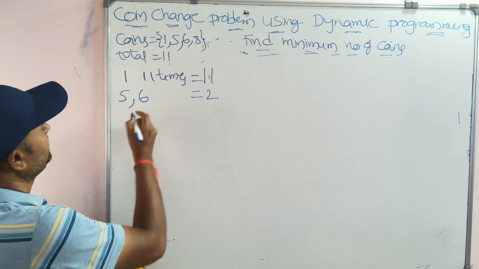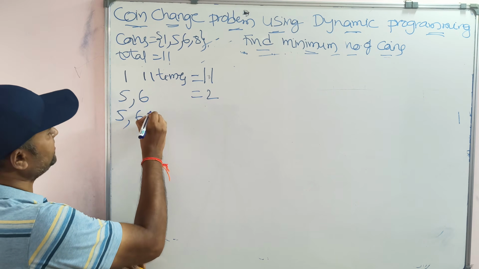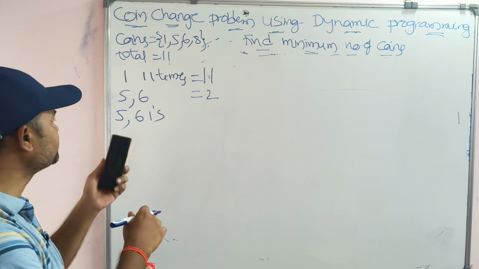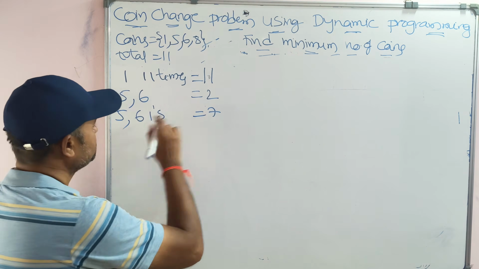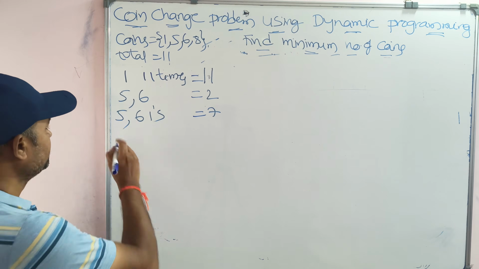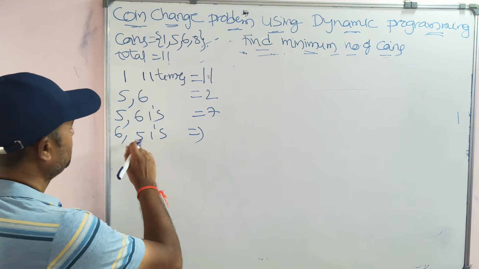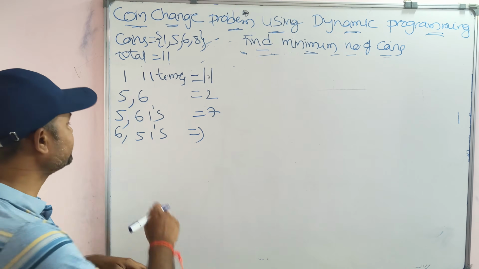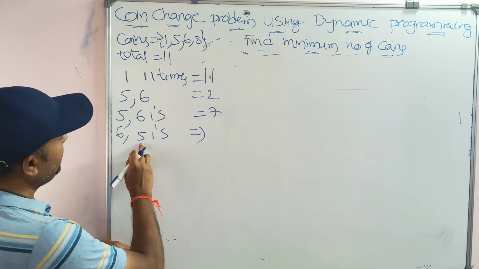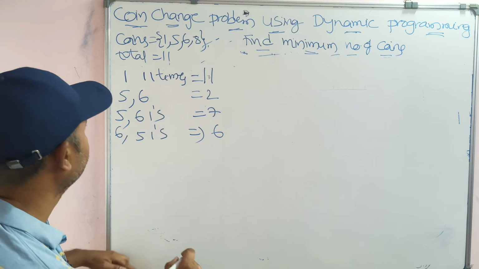2 coins. Next, 5, we can use 6 ones. So totally how many coins are required? 7 coins. So 6 ones means 6 coins, plus 1 5 coin, 7 coins. Next, 6, 5 ones. That means 6 plus 5 means 11. So totally how many coins are required? So 1 6 coin and 5 1 coins. So totally 6 coins are required.